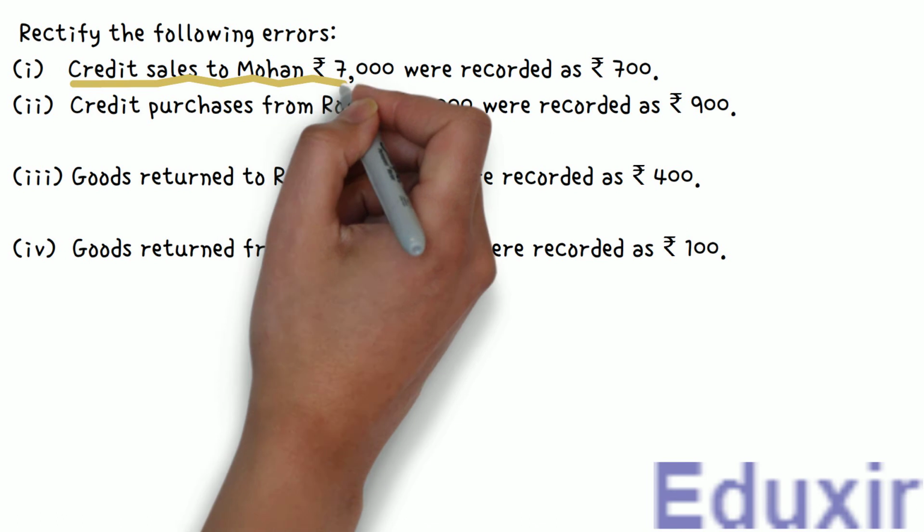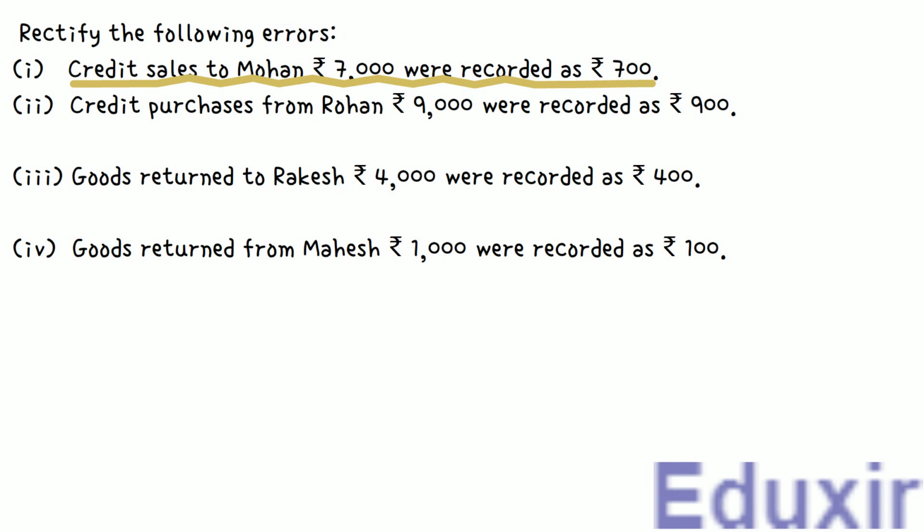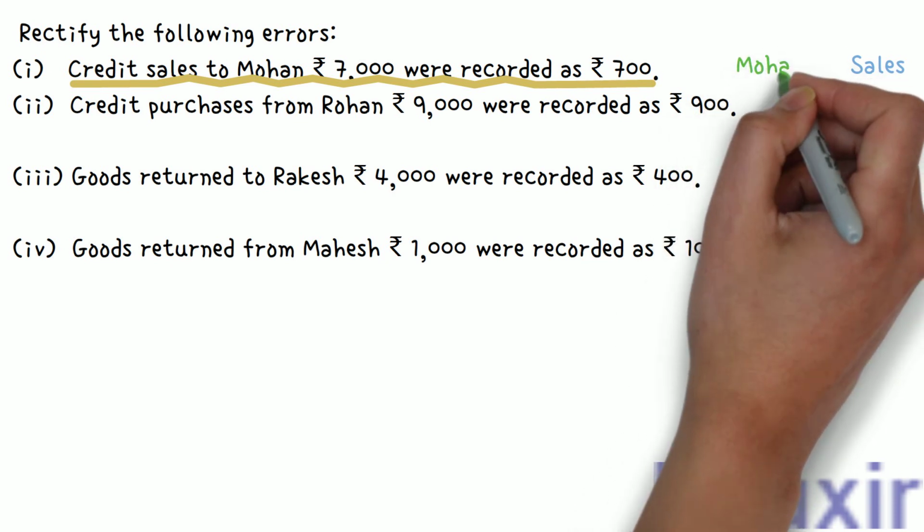As per this error, credit sales to Mohan 7,000 rupees were recorded as 700 rupees. As you know, the sales generate revenue. So in this transaction, the revenue of the business is increasing. The rule to record any increase in the revenue is to credit the corresponding revenues account. In this case, the sales account should be credited. At the same time, as this sale is done on credit to the customer Mohan, Mohan becomes the debtor of the business. In other words, the debtor asset of the business is increasing. The rule to record any increase in the assets is to debit the corresponding assets account. In this case, the debtor Mohan's account should be debited.